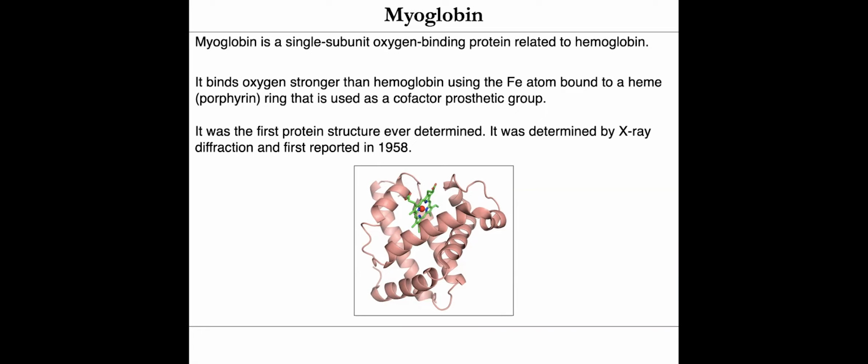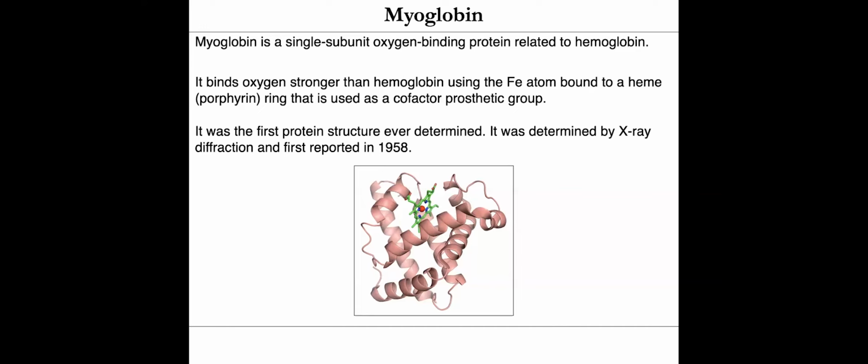It actually binds oxygen stronger than hemoglobin, and it does that by using an iron atom bound to a heme ring, which is a type of porphyrin ring. And this heme ring is used as a cofactor, also called a prosthetic group, because it's always bound to the protein, and it allows this specific protein to bind oxygen.